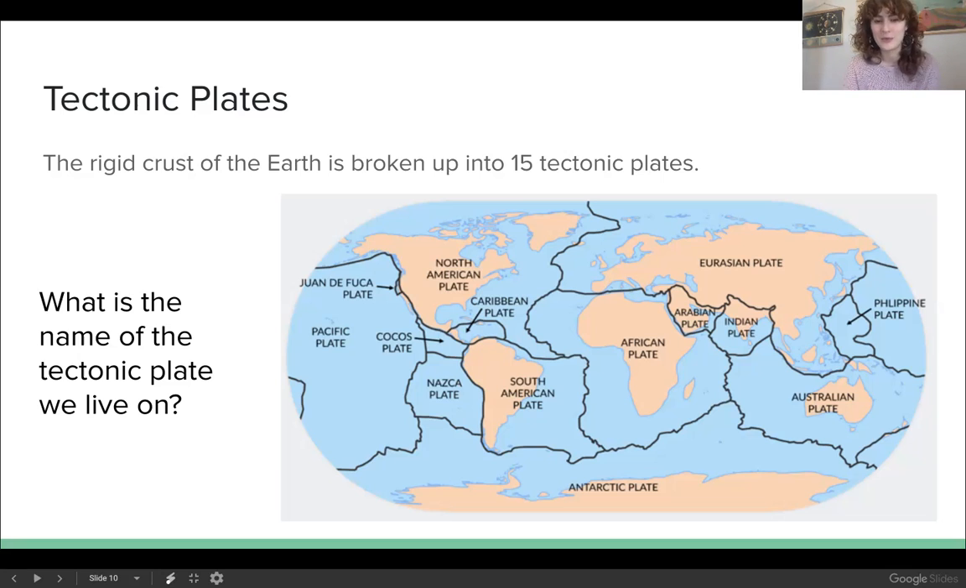Now I want you to look at this map, find where we live, where is Indiana, and figure out what is the name of the tectonic plate that we live on. Think about that.